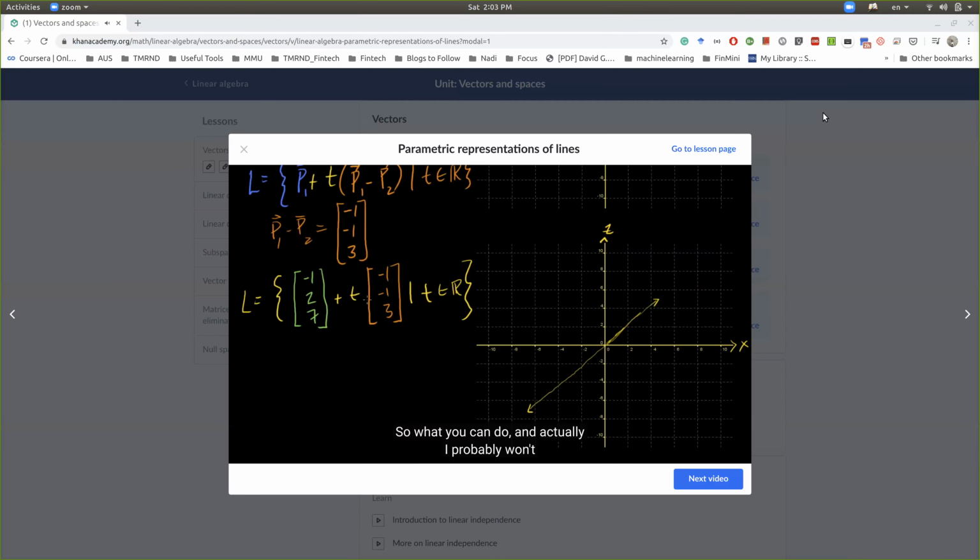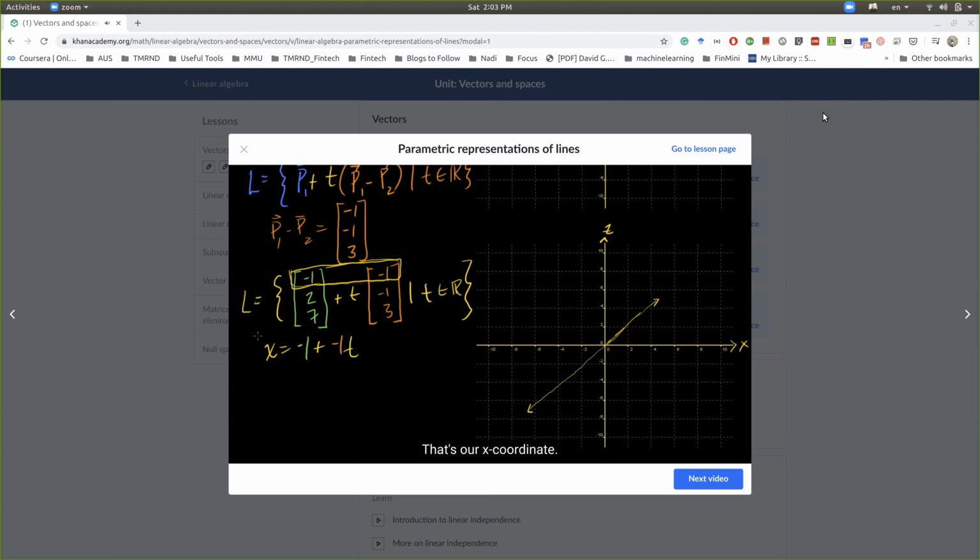So what you can view this as, and actually I probably won't graph, the determinant for the x-coordinate, just our convention, is going to be this term right here. So that term is going to determine our x-coordinate. So we can write that x is equal to minus 1 plus minus 1 times t.